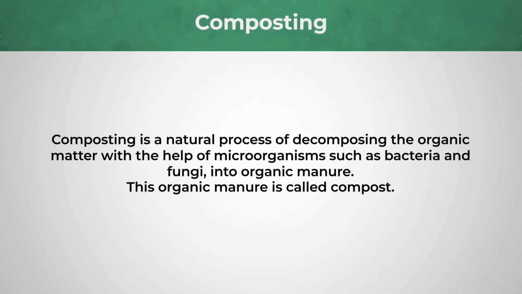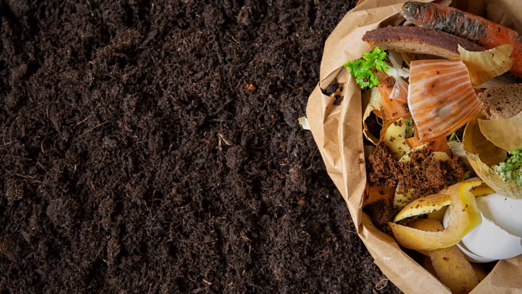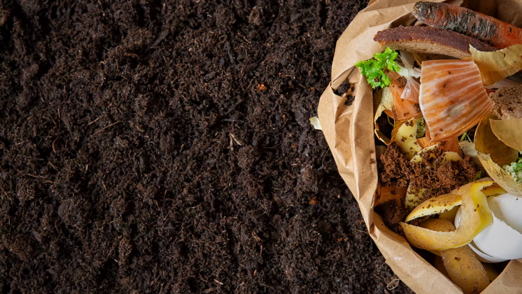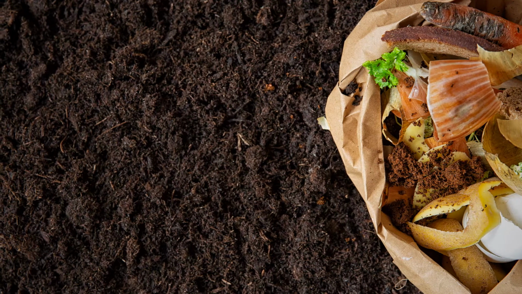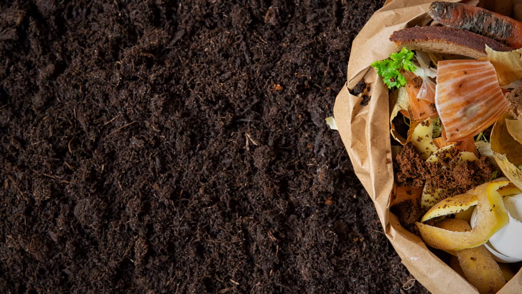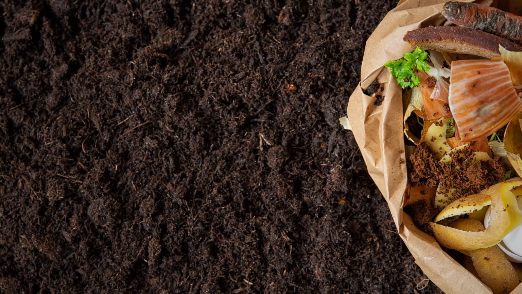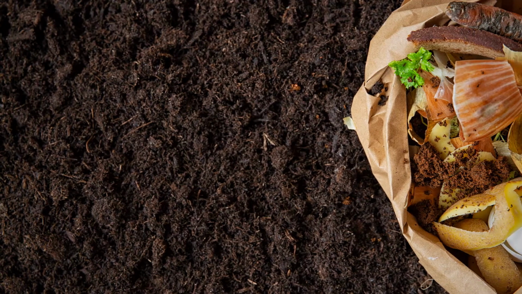Composting is a natural process of decomposing organic matter with the help of microorganisms such as bacteria and fungi into organic manure. This organic manure is called compost. Compost is rich in humus and serves as a natural soil conditioner. The waste from the kitchen and garden, such as fruit or vegetable peels, eggshells, leaves, straws, and paper, can be decomposed and turned into compost.